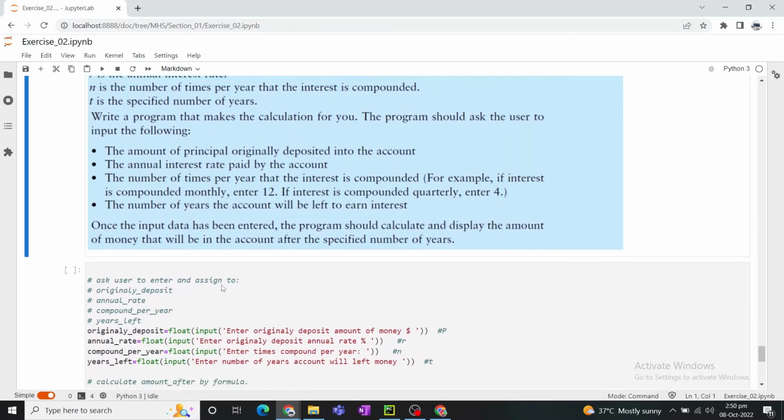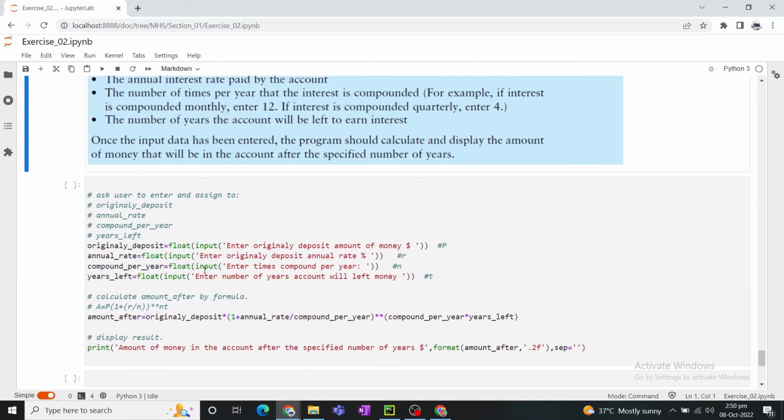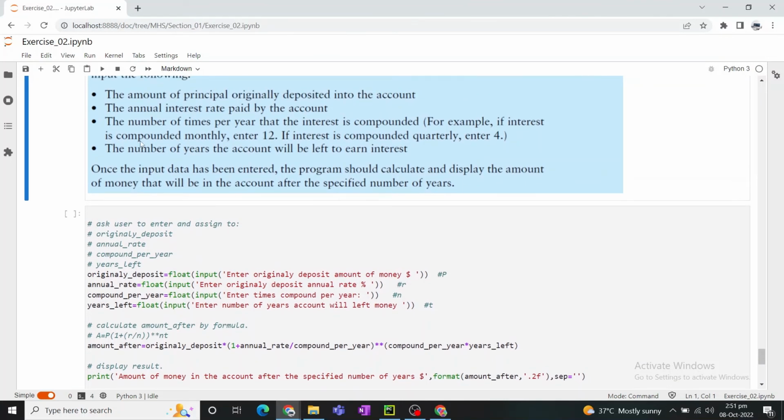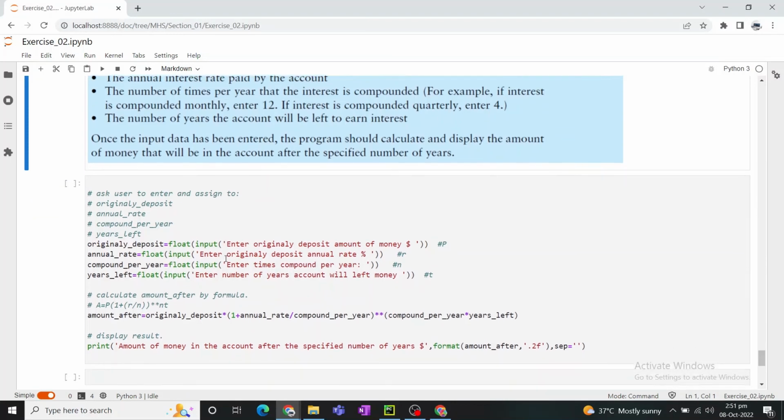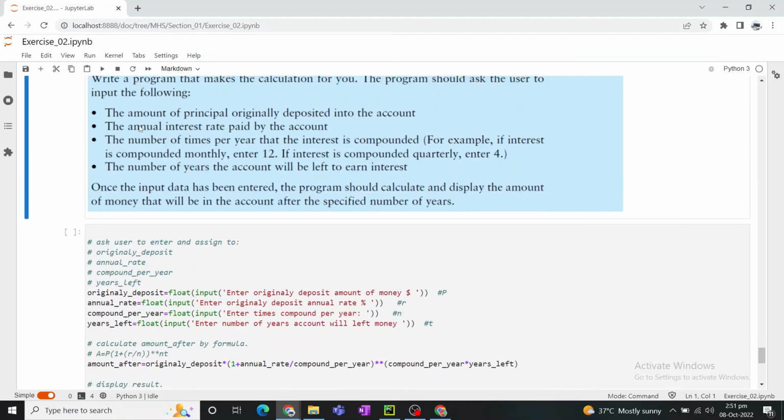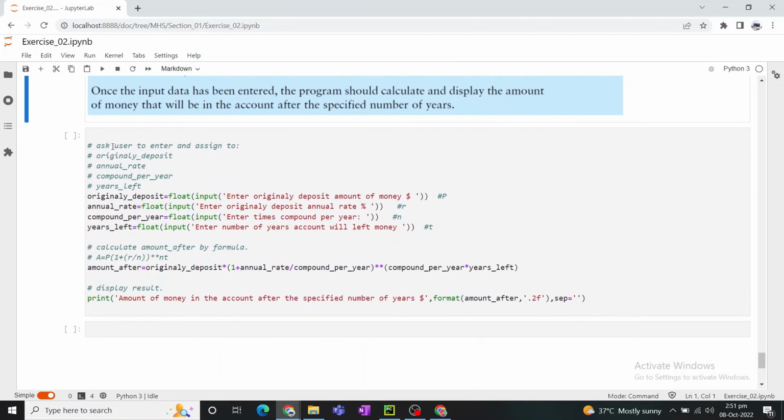Okay, so we have already mentioned that we have to enter these four items, that is original deposit amount, annual rate, compound times, and years left. So once the input data has been entered, the program should calculate and display the amount of money that will be in the account after a specified number of years. And here we have given the number of times per year the interest is compounded. For example, if it is compounded monthly, we have to enter 12, or if the interest is compounded quarterly, we have to enter 4. So let's say we are doing it on a monthly basis, so we have to enter the number of times per year, that is n over here. Basically the compounding per year, we will enter 12.